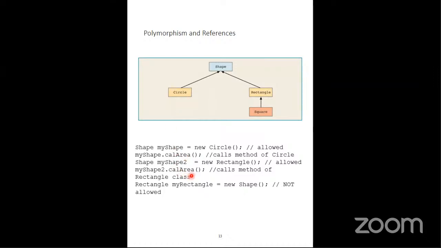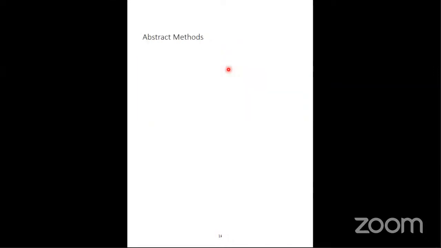And a concrete version of calculate area is also available in rectangle, but a vague implementation, you can say an abstract version, a vague version of calculate area is available in the shape class, and that is called abstract method. Okay, so what is abstract method? A method that only has heading with no body.